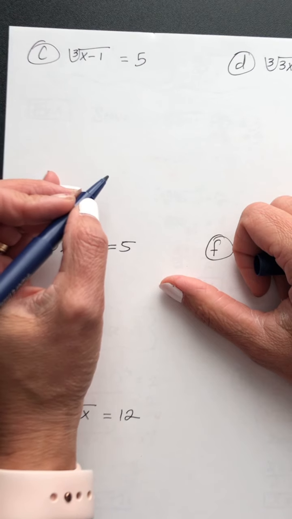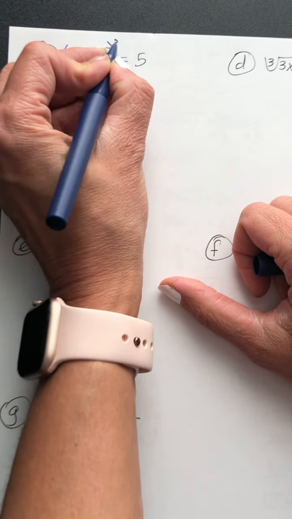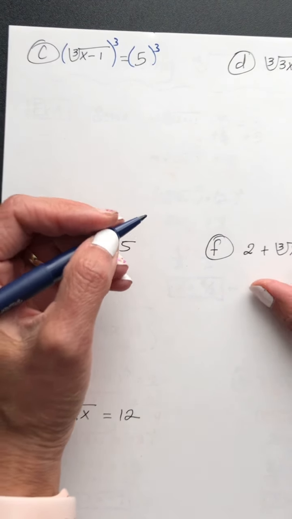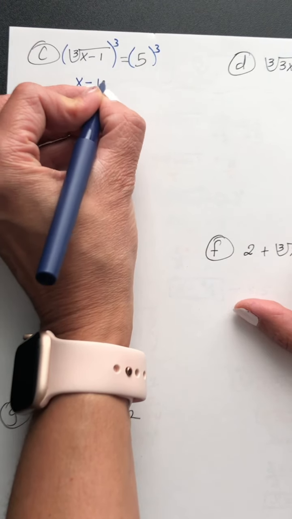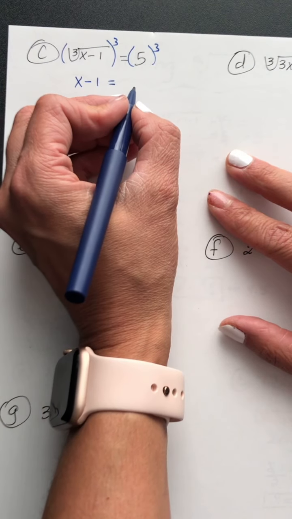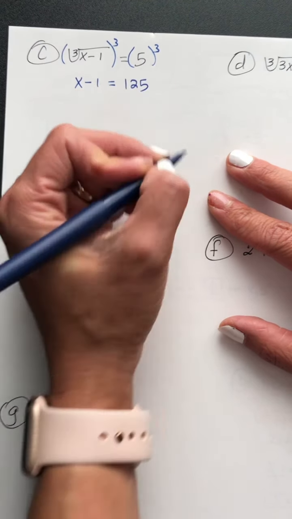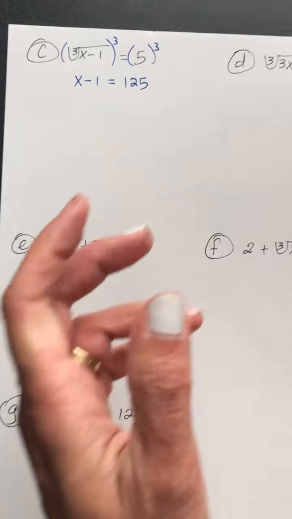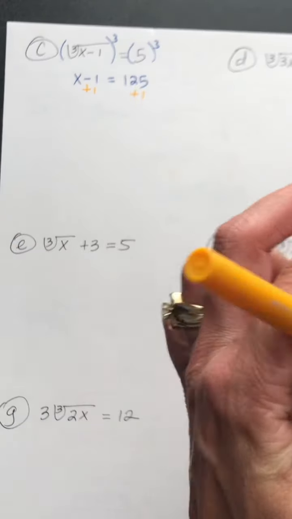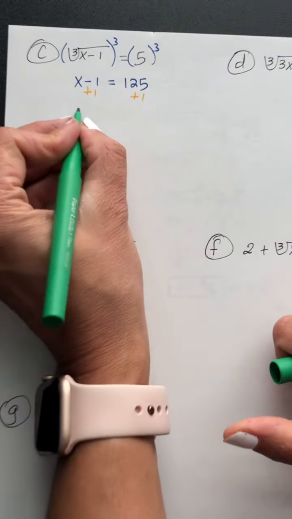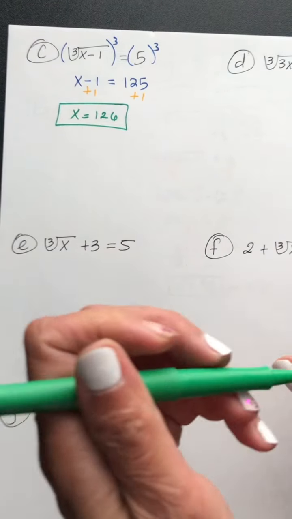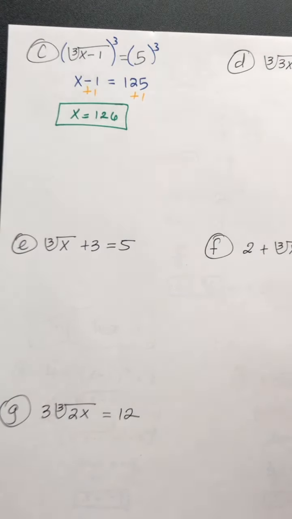It's already isolated, so I can go straight to cubing both sides, because when you cube something, that's what undoes the cubed root. So poof, the x minus 1 gets to come out. 5 to the third. 5 times 5 is 25. 25 times 5 is 125. All right. Well, now we just have to add the 1 to both sides. And we'll get that x equals 126. So easy, right?